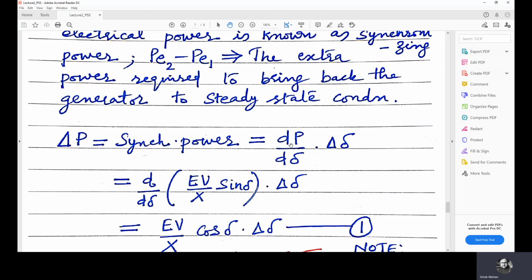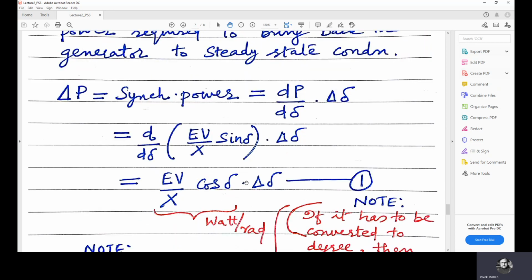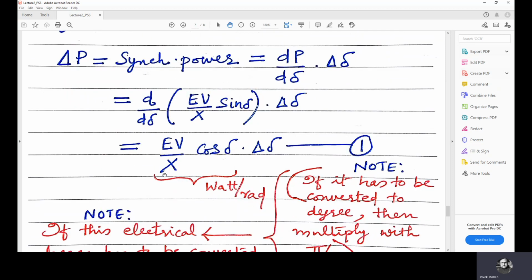Okay, so how to evaluate dP by d del? We know that P is EV by X into sine del. So if you differentiate it with respect to del, then d by d del of EV by X sine del, we have to take. That will give you EV by X cos del into delta del. So the synchronizing power is now represented as EV by X into cos del into delta del. Here this EV by X cos del is in watts per radian.